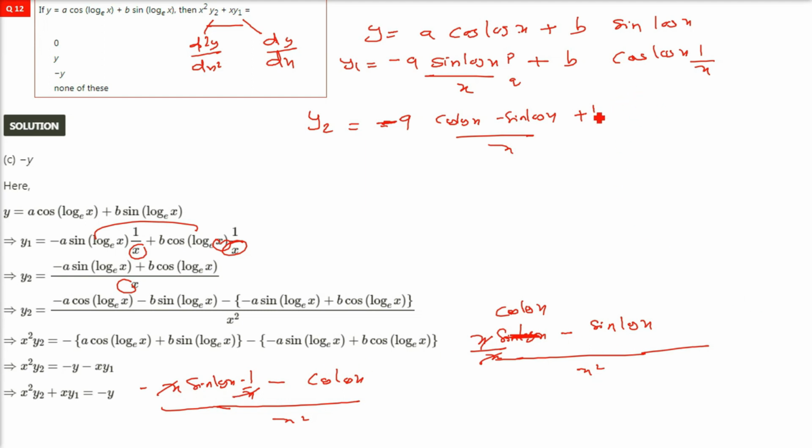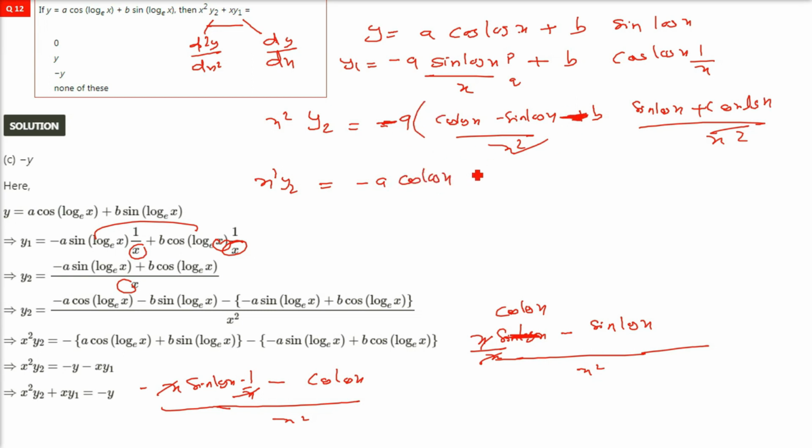So inside this, I'm taking negative common from both these terms, which we have just done. So x square in the denominator, you have sin log x plus cos log x. You can write it like this. So we will combine these terms, and we'll try to find out why we have x square in the denominator. You can just get rid of this x square and take it to the left side, x square into y2 minus a cos log x.